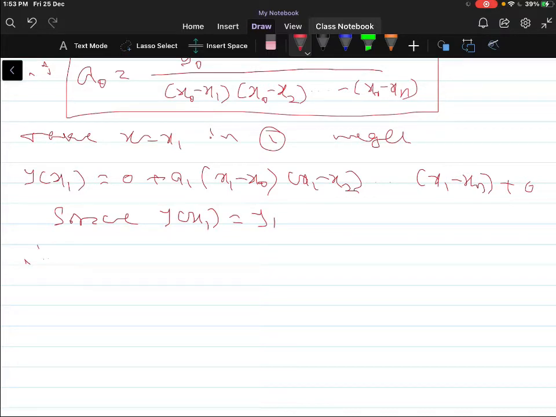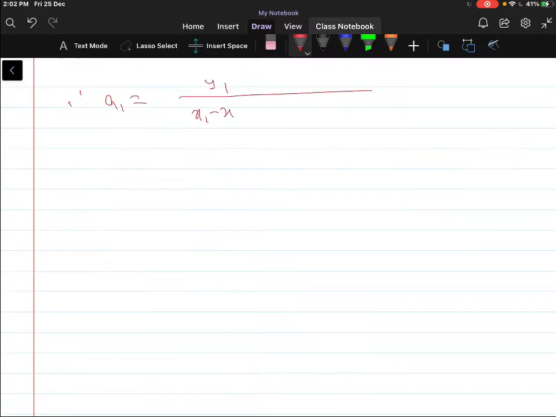Since y of x1 is equal to y1, therefore a1 is equal to y1 divided by (x1 minus x0)(x1 minus x2) and so on up to (x1 minus xn). So this is a1.